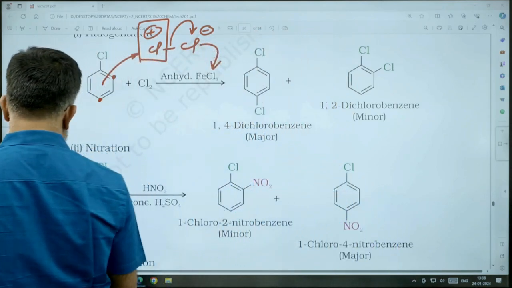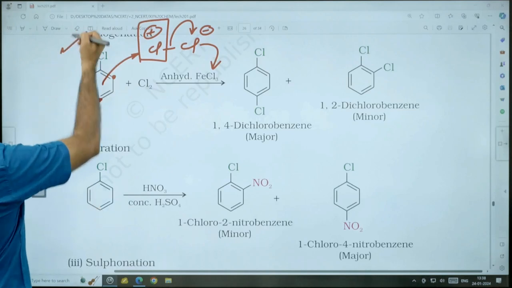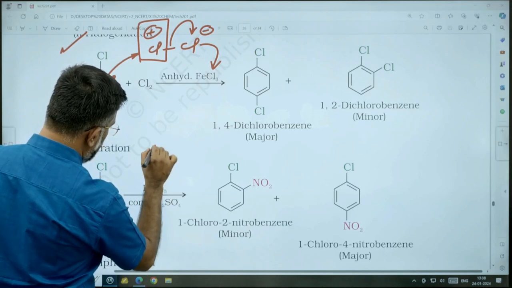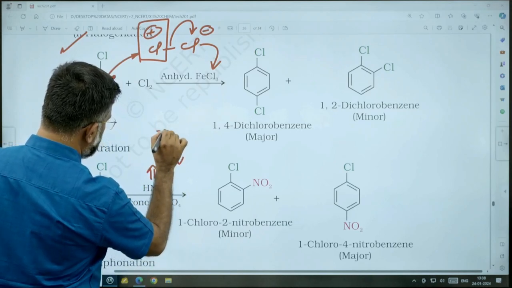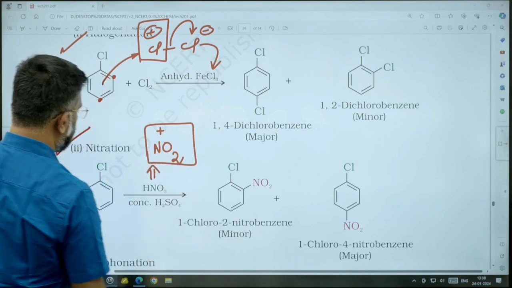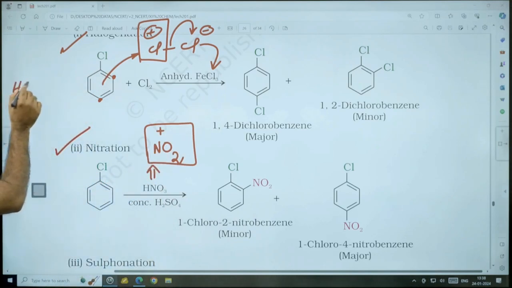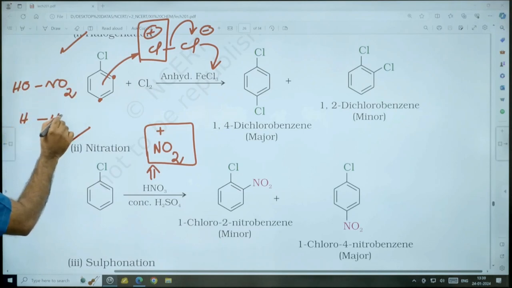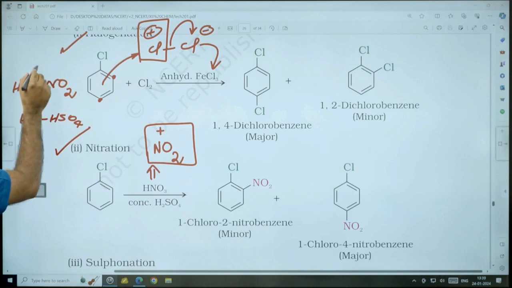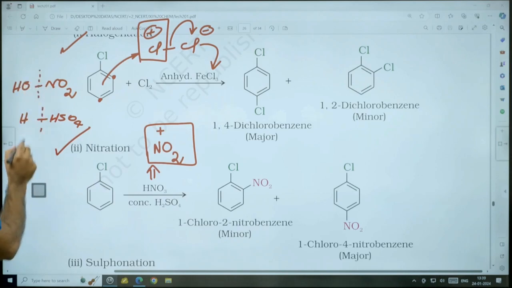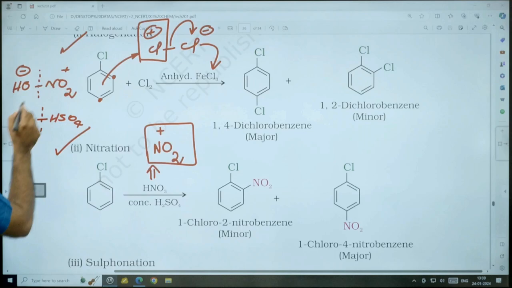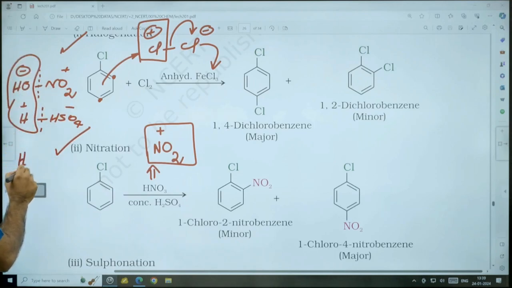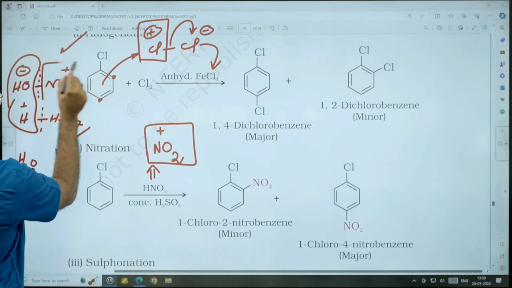Number two, nitration reaction. Concentrated nitric acid and sulfuric acid will produce the electrophile NO2 plus. How do you get NO2 plus? Nitric acid acts as a base here, and sulfuric acid acts as an acid here. It is going to cleave here. This is minus and this is plus. OH and H plus will be out as water, and you get NO2 plus.